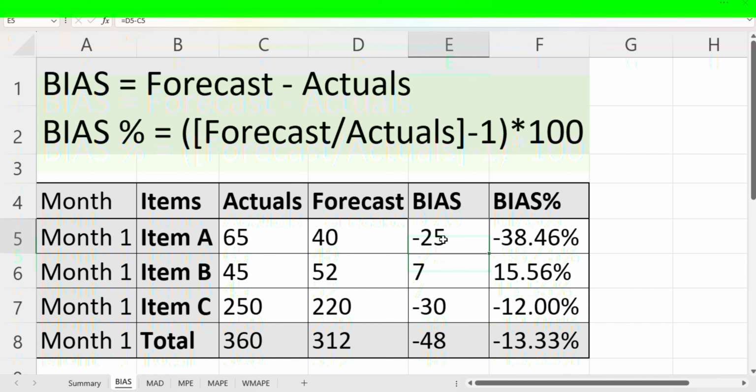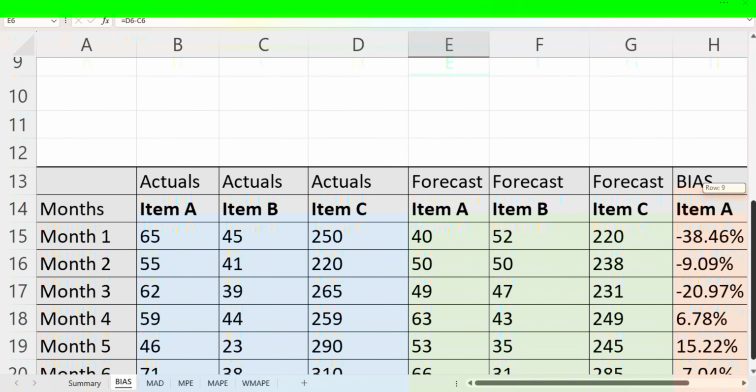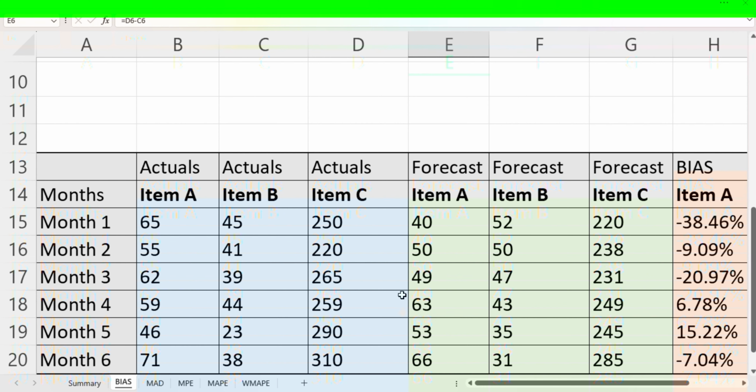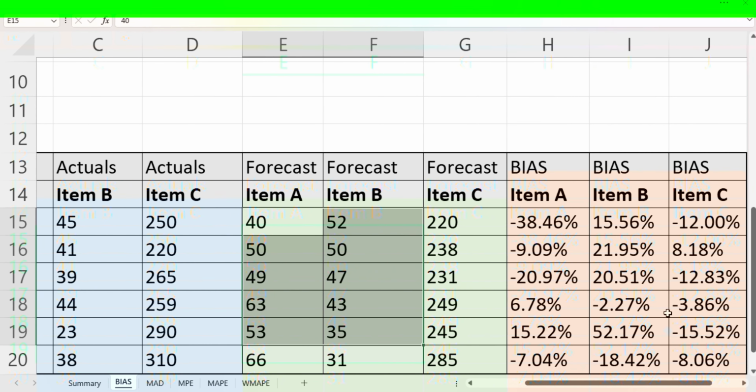So here you see that minus 25 means the forecast is less than actuals, that is a negative bias. If the forecast is more than actuals, it is a positive bias. Similarly, you can calculate the bias for other months as well. See on this screen, I calculated the bias for month 1 through month 6. I have the actuals listed here. I have the forecast. Then I have calculated the bias in this table using the same formula. So this is how bias is calculated.